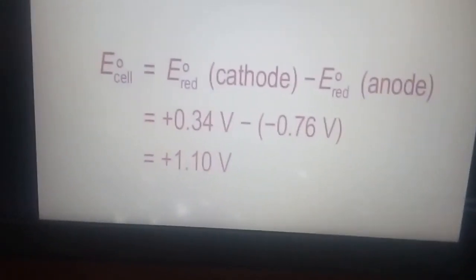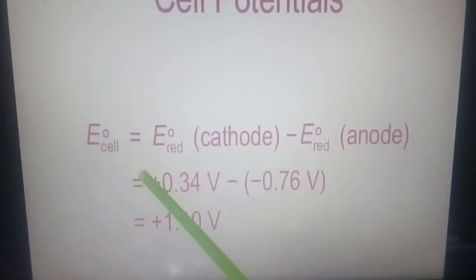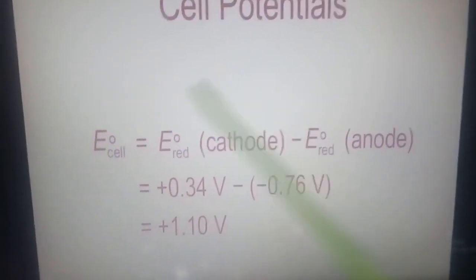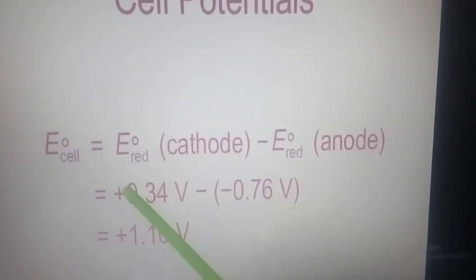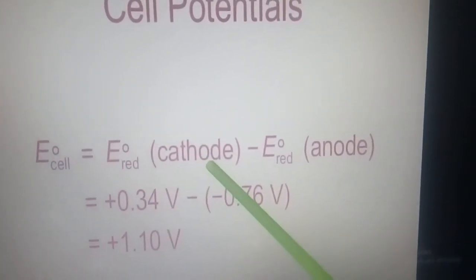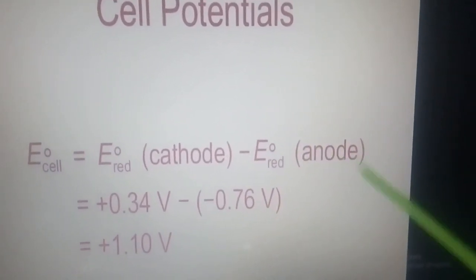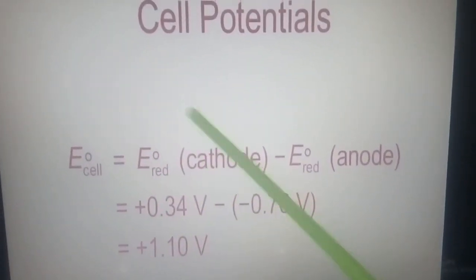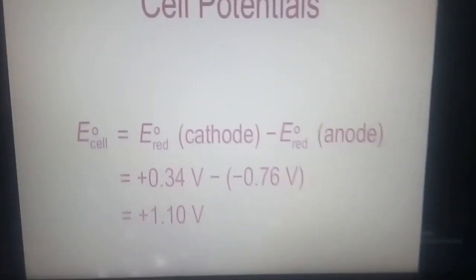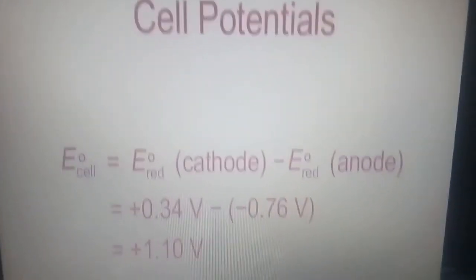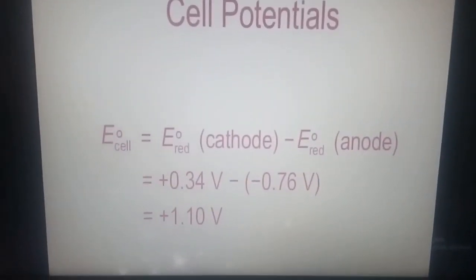So this way we can find out the cell potential. We simply have to remember this relation: if it is the standard condition, then the standard cell potential E standard cell is equal to E standard cathode minus E standard anode. That means E standard right minus E standard left. So this way we can find out the cell potential or standard cell potential.